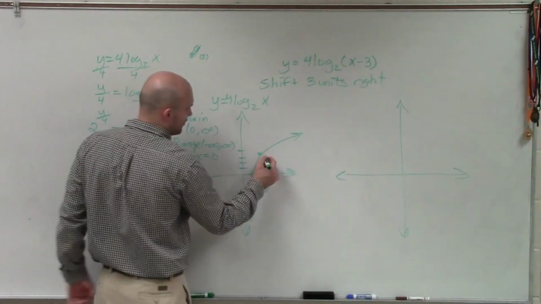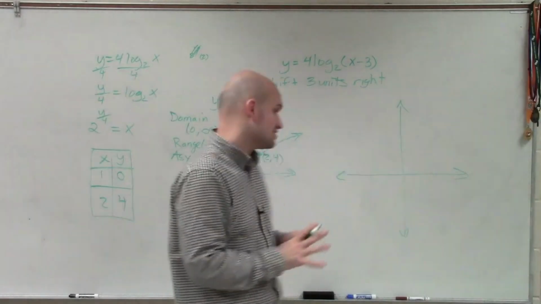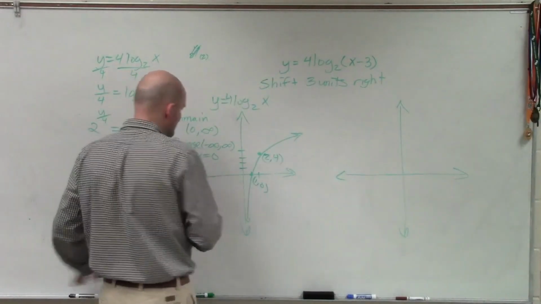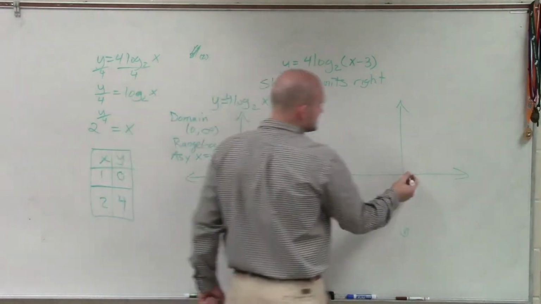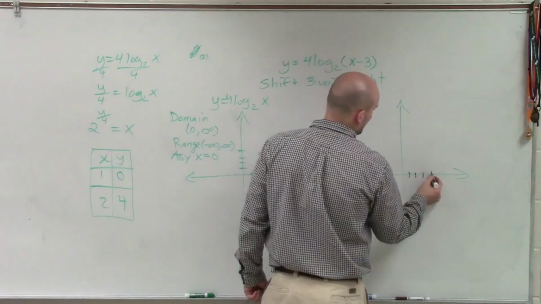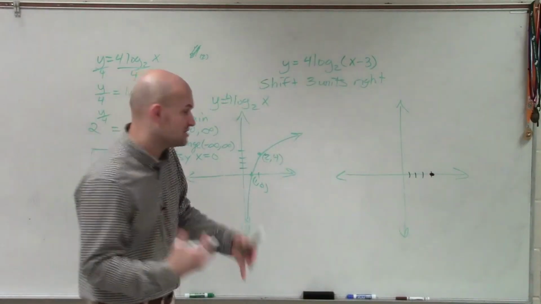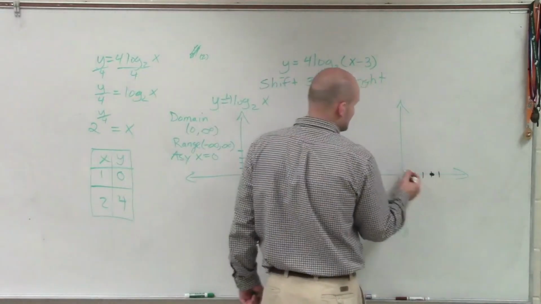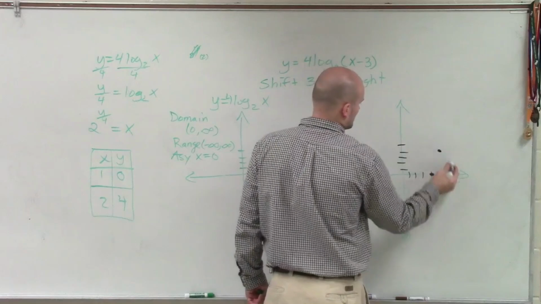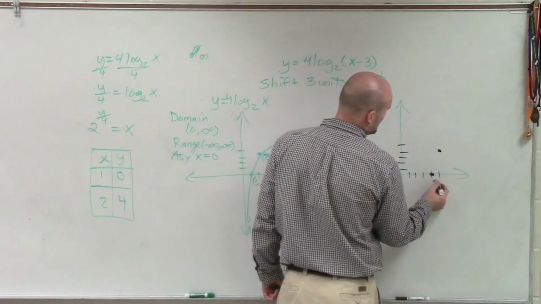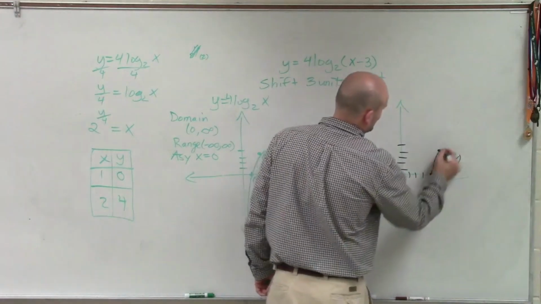So I plotted my 2 points, 2, 4. Now what I need to do is shift those points 3 units to the right. So to do that, if I had 1, 0, now shifting 3 units to the right is going to be 1, 2, 3, 4, 0. And to take the point 2, 4 and shift it 3 units to the right, I'm now going to have 5, 4. So I have 4, 0, and now 5, 4. Then I go ahead and graph these.